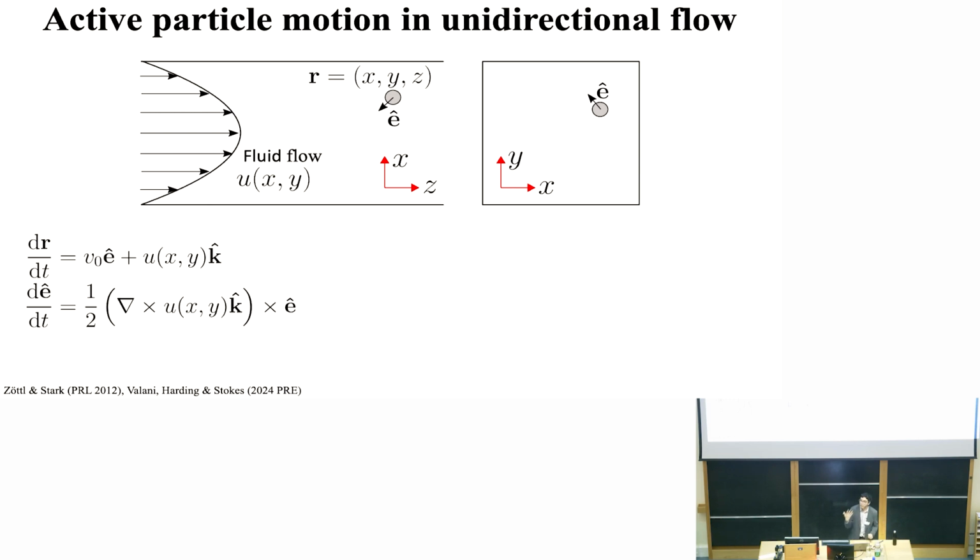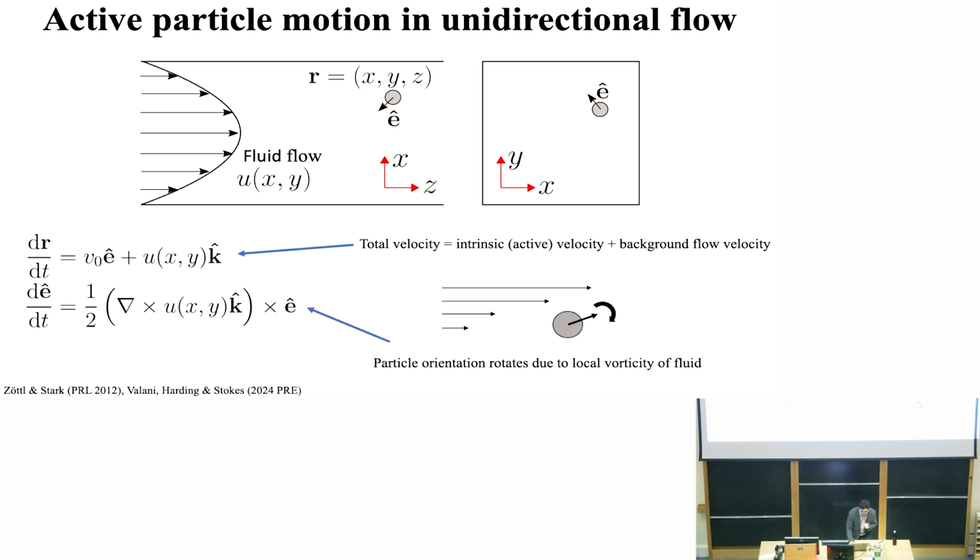So if we try to write down equations of motion for this particle, you get these two equations, and I'll explain what they mean step by step. So the first equation is telling you the total velocity of the particle, and we are saying it's the addition of its active velocity, which is a constant velocity in some direction, plus this background fluid flow. And you can do this linear superposition because we are in the low Reynolds number, so the fluid flow equations are linear. And the second equation tells you how the orientation of the active particle evolves with time.